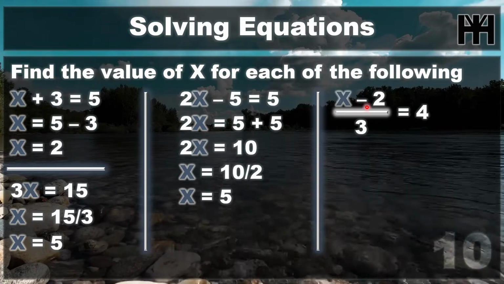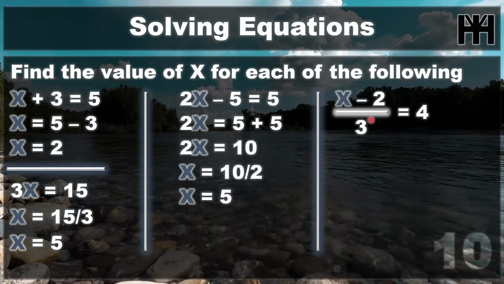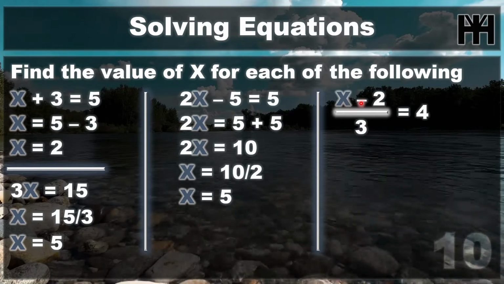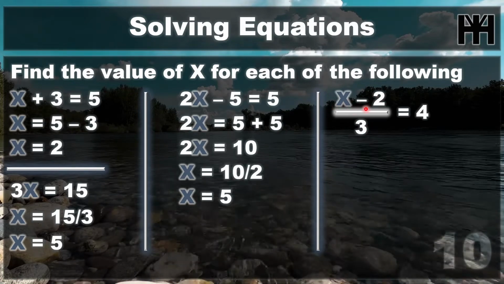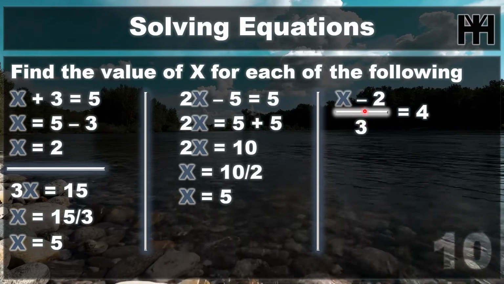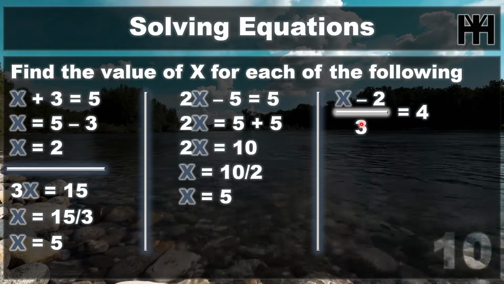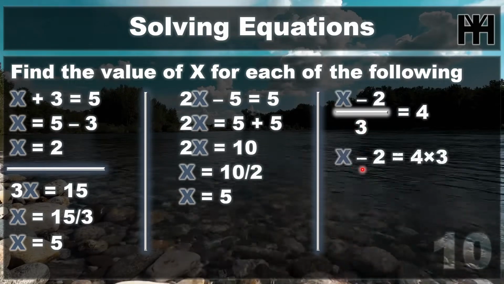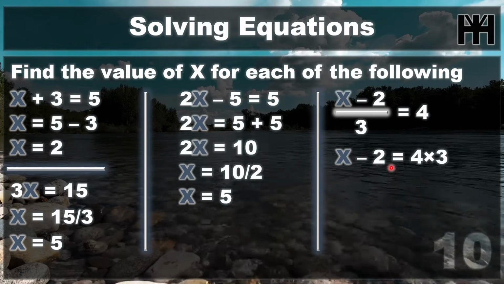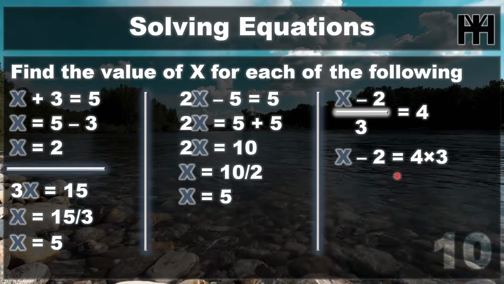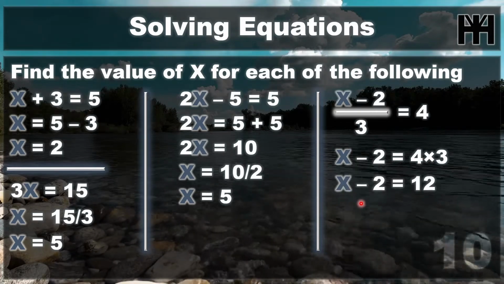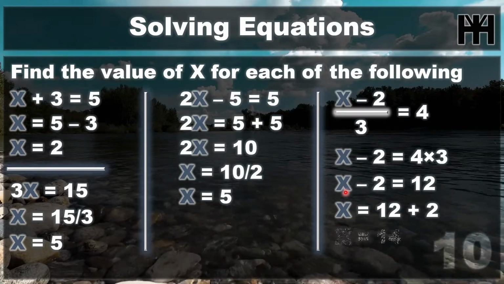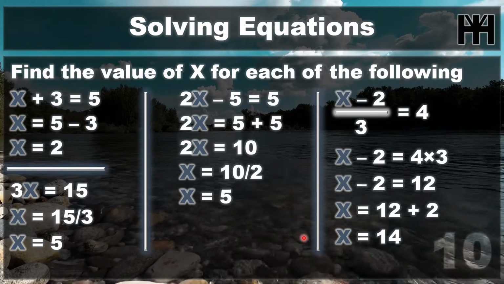Now we have (x minus 2) divided by 3 equals 4. Here x and negative 2 both are divided by 3. So we have no operation to start with except this. So we'll send the 3 to the other side. It's divided, now it will be multiplied. So x minus 2 equals 4 times 3. So x minus 2 is equal to 12. Then x is equal to 12 plus 2. Then x is equal to 14.